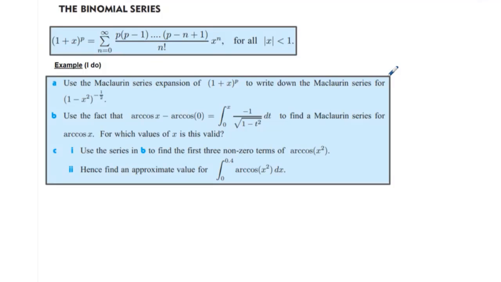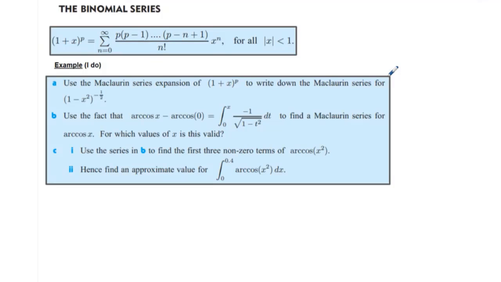So we're going to use this in another expansion when we're actually given a different value of x. We're given minus x squared, and we're given a value of p of minus a half. So use the Maclaurin series expansion of (1 plus x) to the p, binomial series, to write down the Maclaurin series for (1 minus x squared) to the power minus a half.